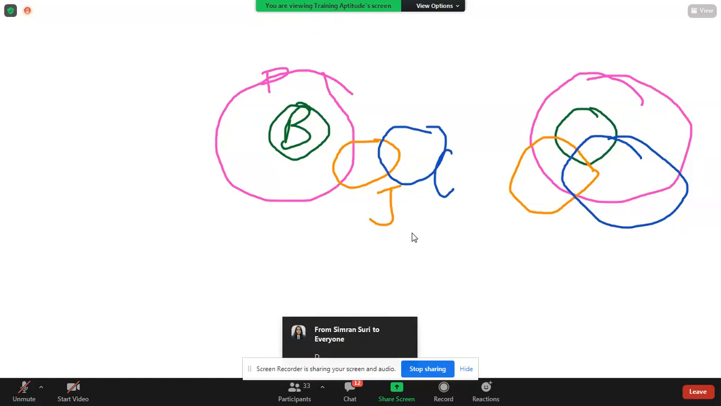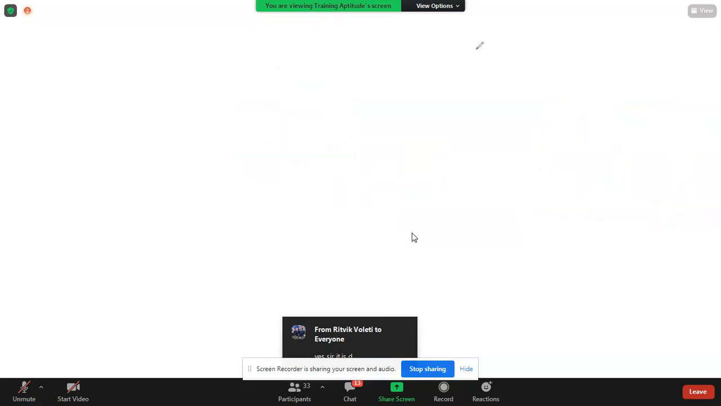Is that okay? Simran, Nehal, Mahendra Chaurashya, all of you got it correct. Ritvik, correct. Absolutely. So if you just draw the diagrams, I think that's the safest way to do syllogisms.